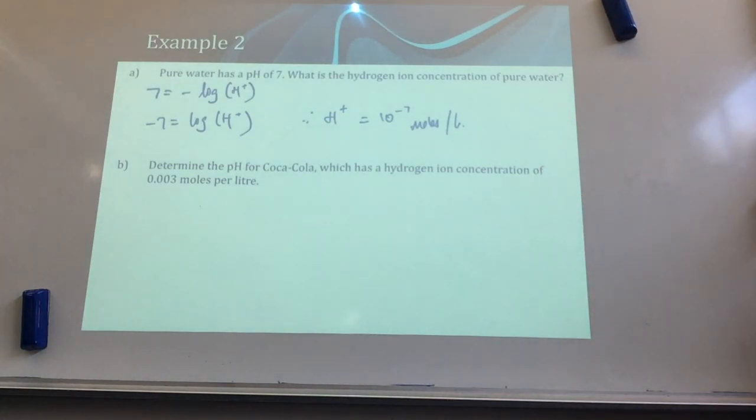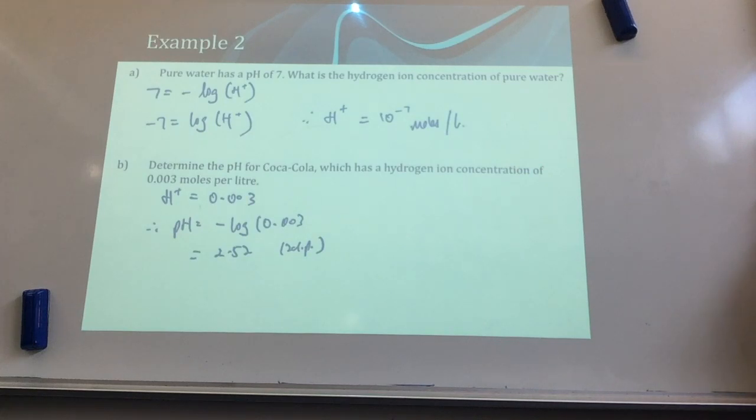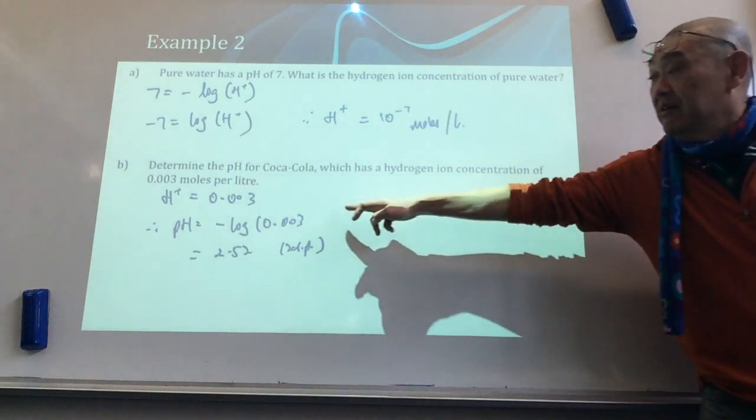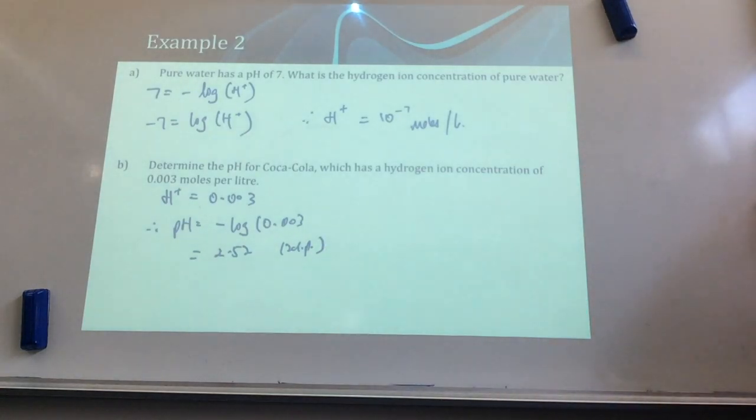So determine the pH for Coca-Cola, which has a hydrogen ion concentration of 0.003 moles per liter. So you know that the H plus is that. All right. So pH equals minus log of that. So therefore, it is 2.52 to 2 decimal places. It's just a practical application of using your log. It's a very acidic Coca-Cola. Yeah, I don't drink Coke, so.